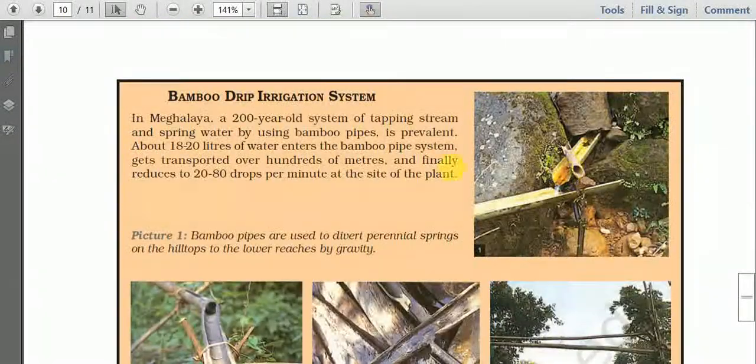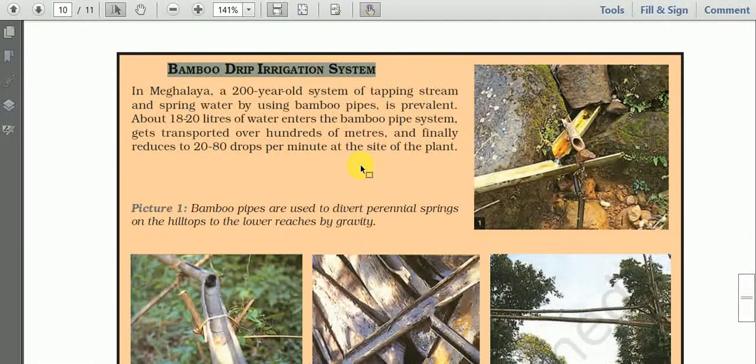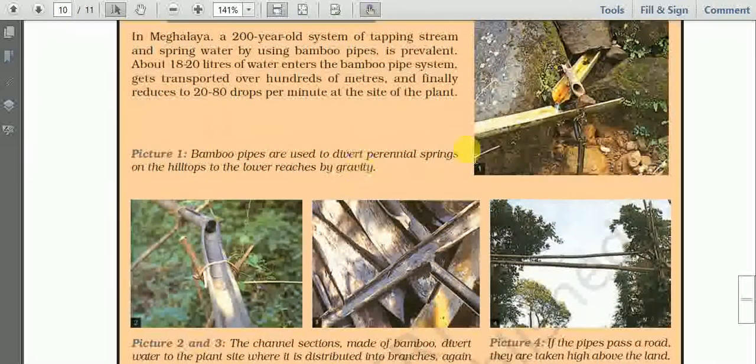And the last one is about the bamboo drip irrigation system. That is a 200 years old system of tapping stream and spring water by using bamboo pipes. So this is an example in Meghalaya, but not only in Meghalaya, it is also practiced in different hills of Northeast India. Even in the hills of Manipur, about 10-20 years back, it was practiced. But nowadays, instead of bamboo pipes, we are using polythene pipe, PVC pipe for carrying water from the rivers. So these are the different ways.